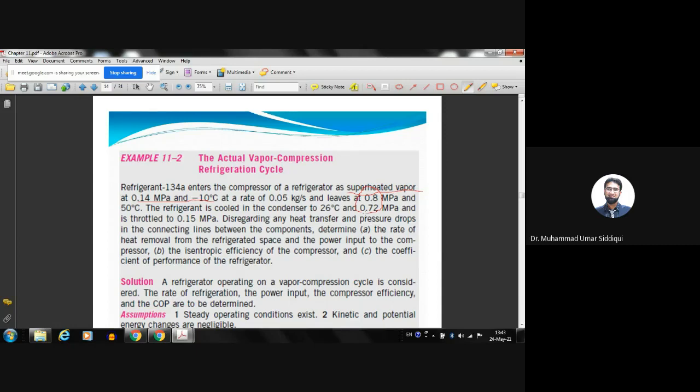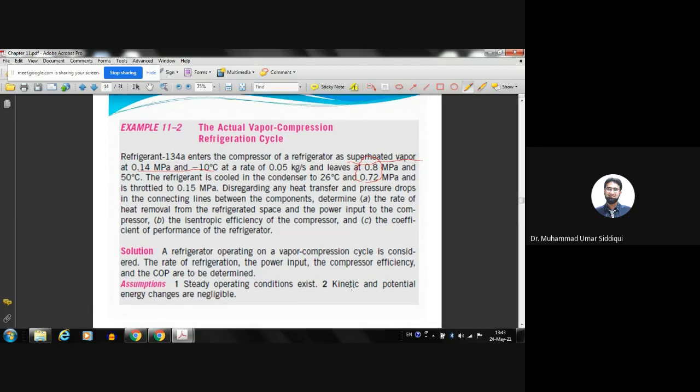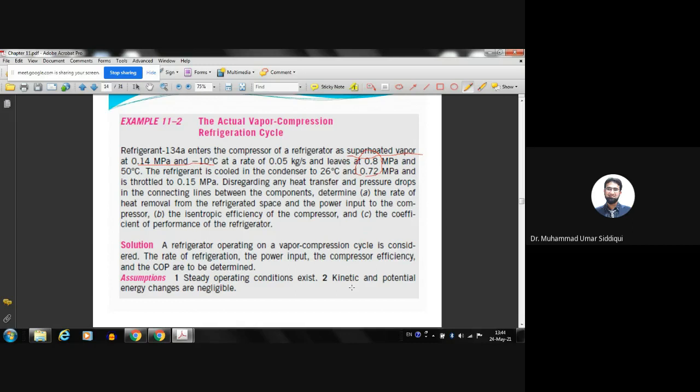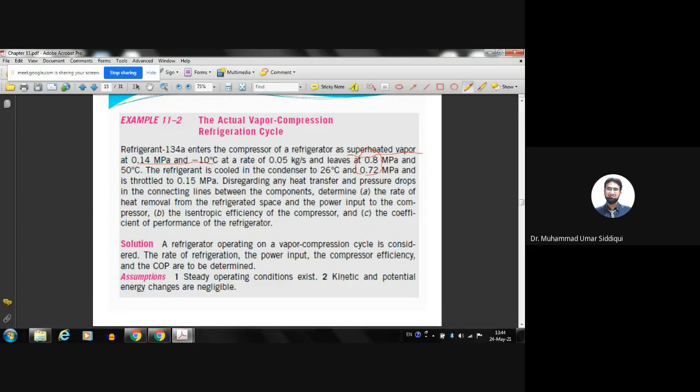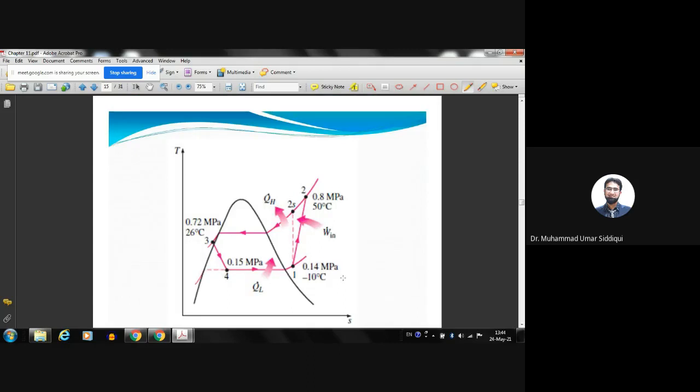Disregarding any heat transfer and pressure drop in the connecting lines between the components, determine the rate of heat removal from the refrigerated space and the power input to the compressor, the isentropic efficiency of the compressor, and the coefficient of performance of the refrigerator. The problem itself is very simple. If you understand the refrigeration cycle itself, then the problem is not that complicated.